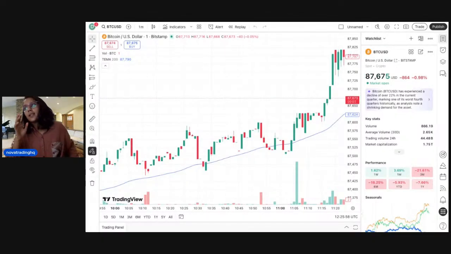So basically, this is buyers. They were proving that they can reclaim the control after this flush. Real support is not just the line, it is the reaction at the line, which we need to keep in mind. Now look at the next candle at 10:34.